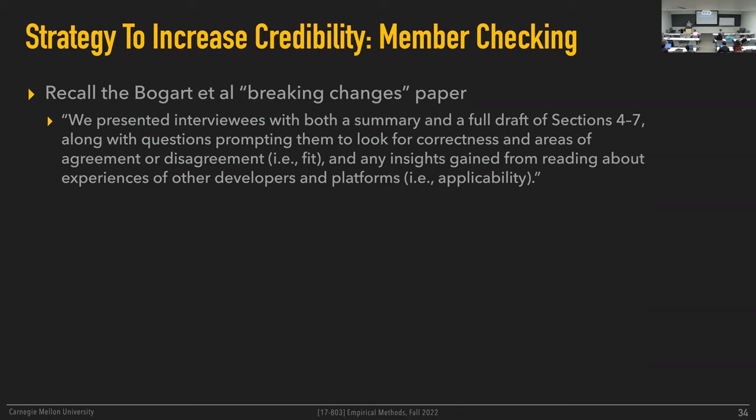So this is a quote from the paper. "We presented interviewees with both the summary and a full draft of sections 4 to 7," which is the results section where they're interpreting their data and discussing their findings, "along with questions prompting them to look for correctness in areas of agreement or disagreement," i.e. fit, "and any insights gained from reading about experiences of other developers and platforms," i.e. applicability. They literally took the results of their study and the draft of their paper, at least the relevant parts, and showed that to the people that provided the interview in the first place to confirm that their interpretation makes sense. Right? Hardly anyone ever does this. It's awesome.